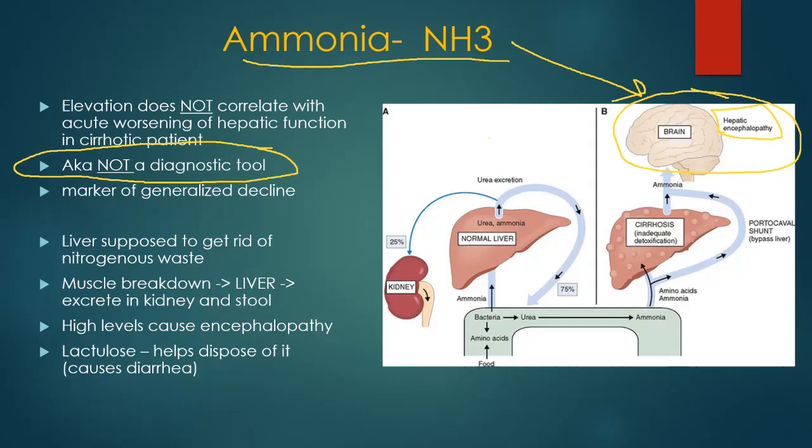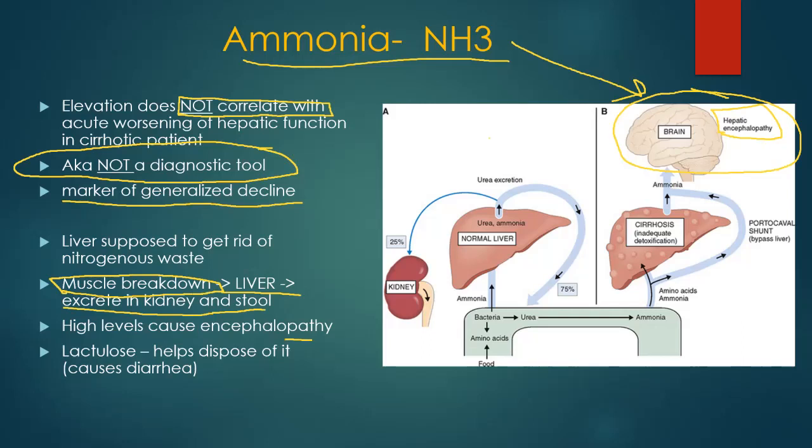Most cirrhosis patients do not need an ammonia level unless this is a workup for a brand new cirrhosis. Okay. It is also the marker of a generalized decline, although it does not correlate with how bad the cirrhosis is. So you could have somebody with terrible, terrible cirrhosis who does not have an elevated ammonia level because it hasn't gotten to that point.